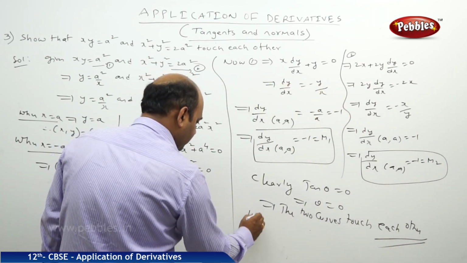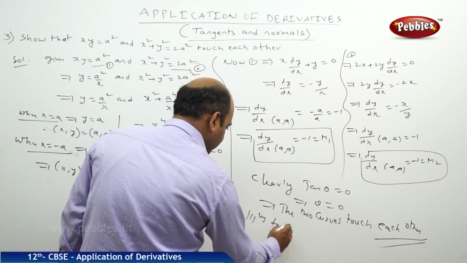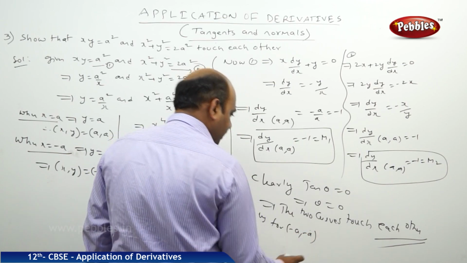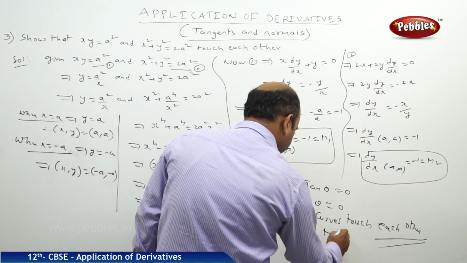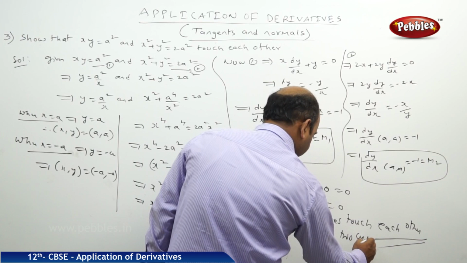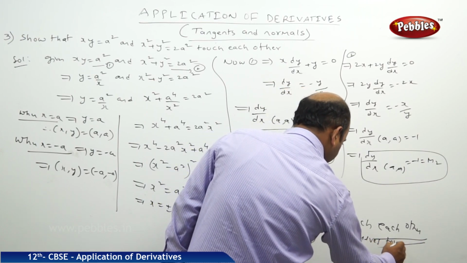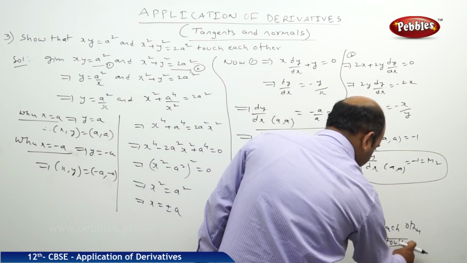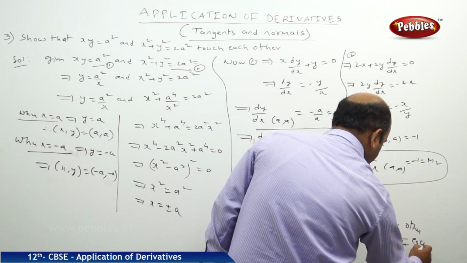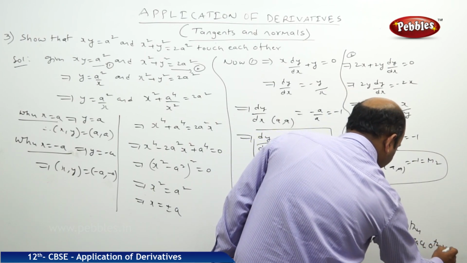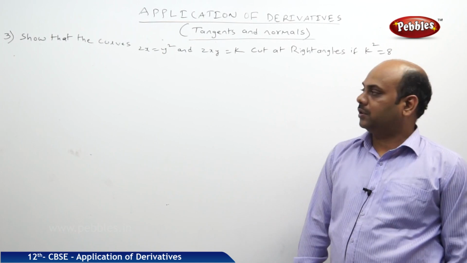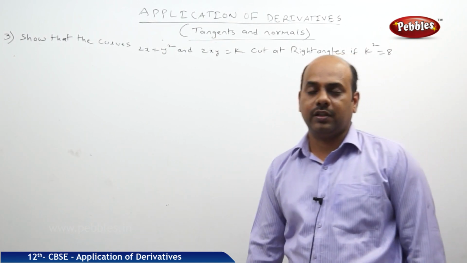Similarly, for the point minus a comma a, the two curves touch each other. I will write like this, touch each other. Like this you need to represent in the paper. Now we shall see some higher order thinking problem.